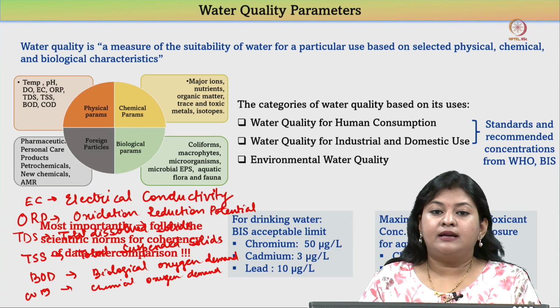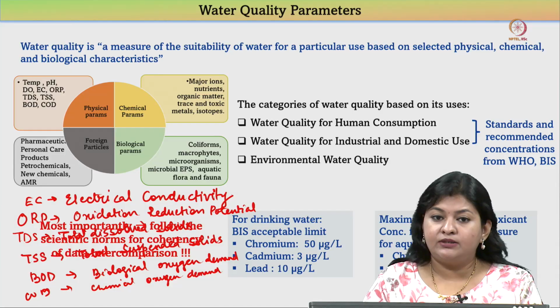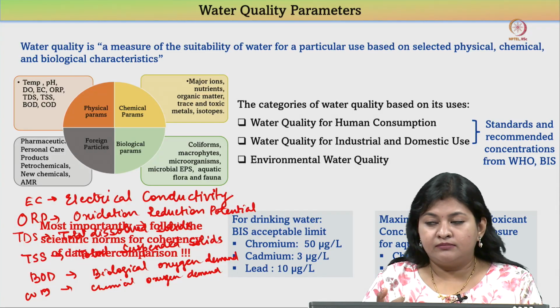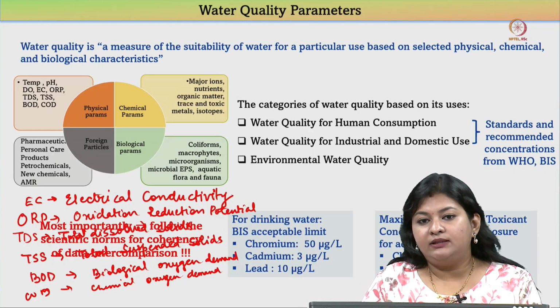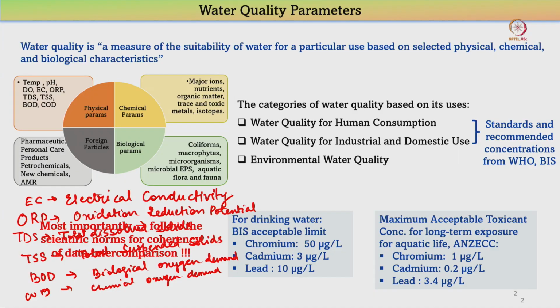And then there is something called the drinking water quality. Whenever our BIS gives us water quality parameters, they generally mean the drinking water quality parameters, right. So, for them you will see different kinds of values, and for every element there will be a different value. So, for chromium it is 50 microgram per liter, cadmium 3 microgram per liter, lead 10 microgram per liter. That is the upper limit. If the values are higher than these values, you can no longer say it is fit for drinking.